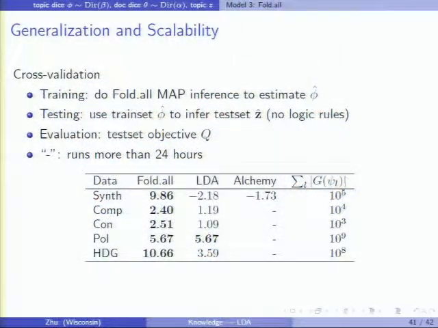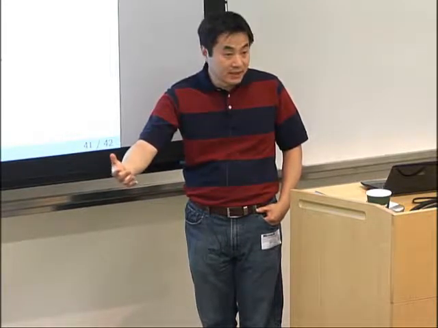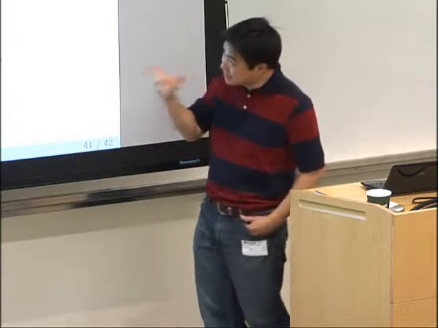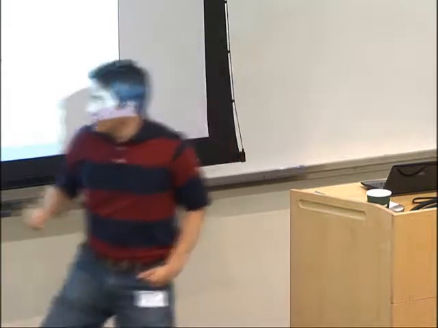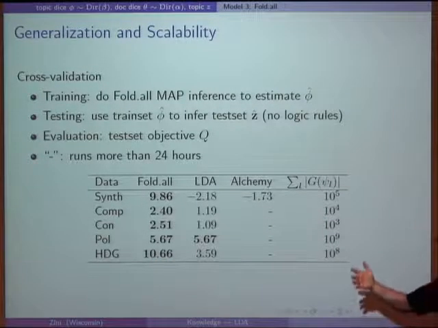So to evaluate, we want to evaluate two things. One is whether the logic that we specified as extra knowledge can generalize to unseen test data, like the topics we get. Second, we want to see how good the inference is, how scalable it is. So here's what we did. We have a bunch of datasets. I don't have time to go through the details, but they're in the paper.